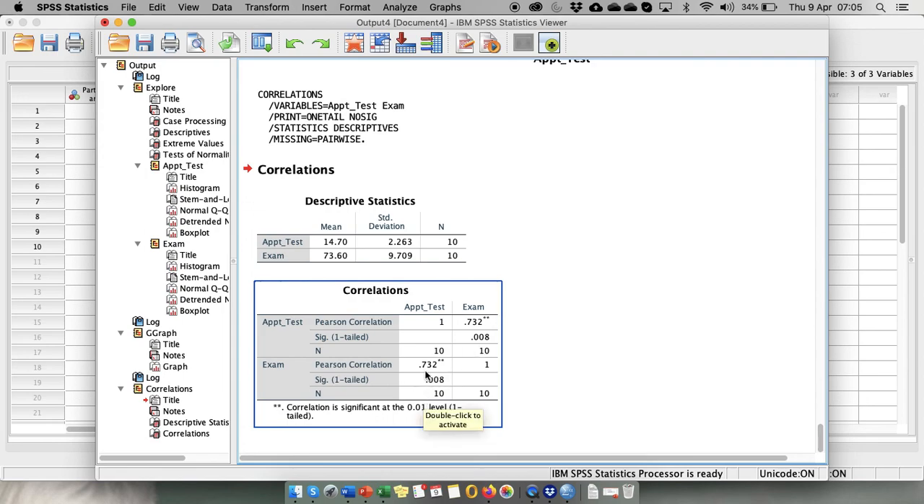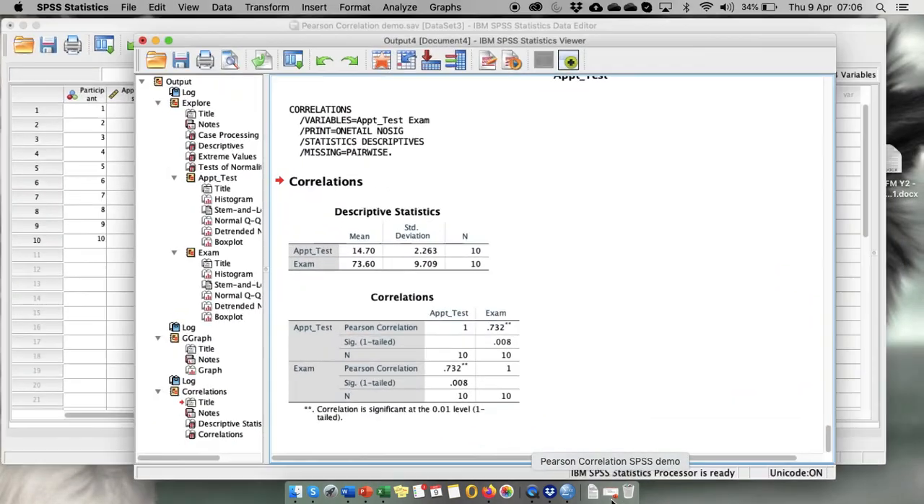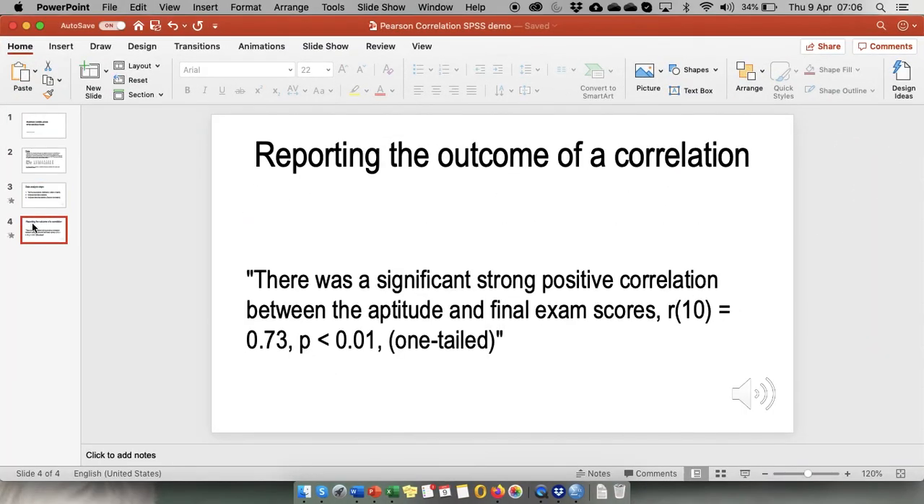So, in order to report this correlation, what we can say about it is that it is positive and it is strong and it is significant. So, to report it, there was a significant strong positive correlation between the aptitude scores and the final exam scores, r(10) = 0.73, p < 0.01, one-tailed test.